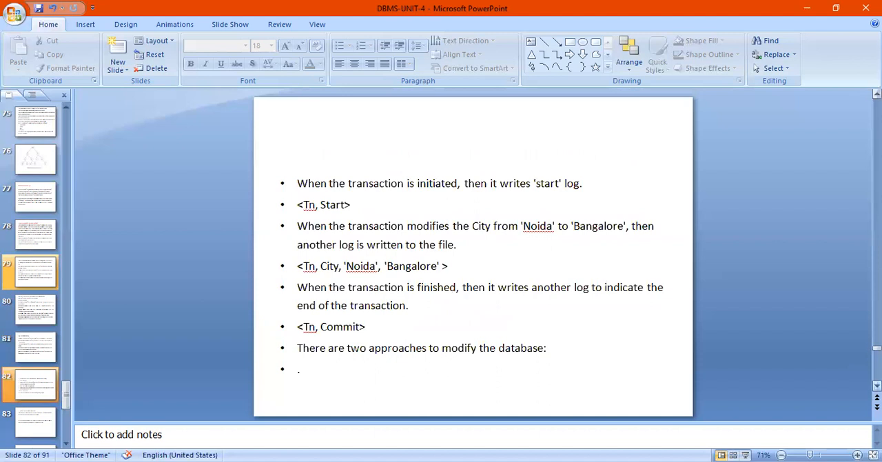When the transaction is initiated, it writes a start log, that is start. When the transaction modifies the city from Noida to Bangalore, another log is written in the file, city Noida to Bangalore. When the transaction is finished, it writes another log indicating the end of the transaction, that is commit. There are two approaches to modify the data.